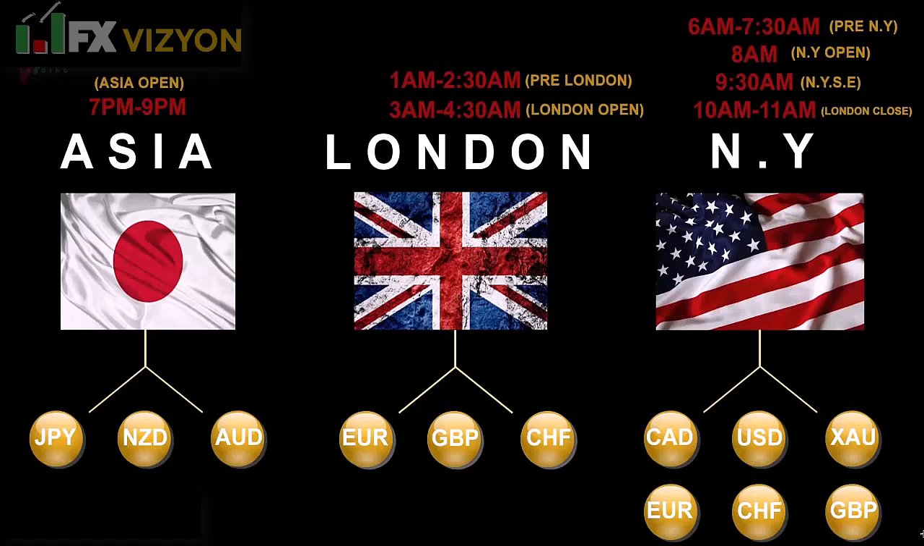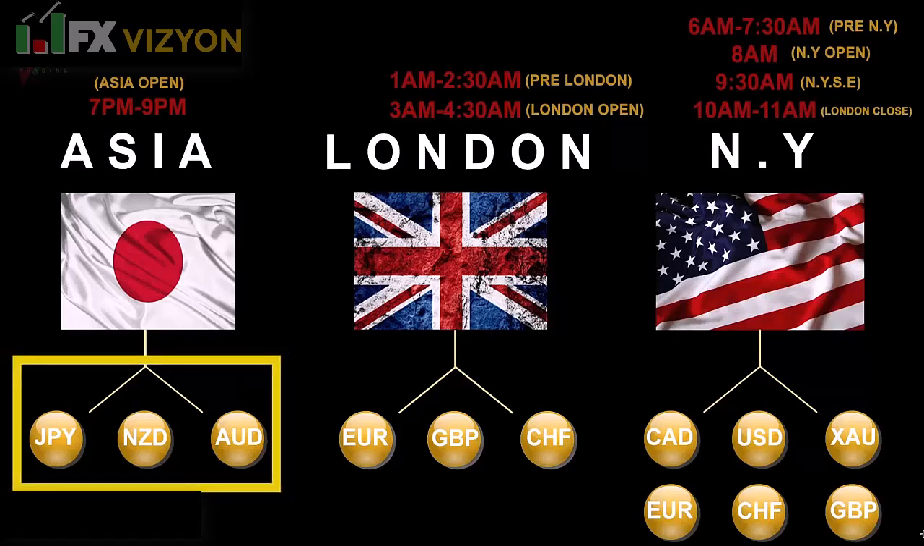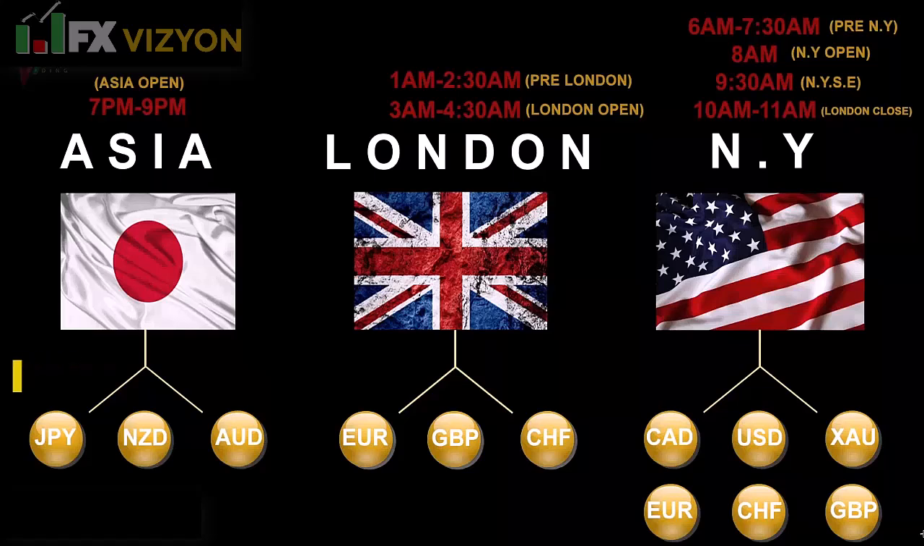So Asia opens at 7 p.m. And what you'll notice is that during the opening hours between 7 p.m. through 9 p.m., based on research that I've done, that is the best time to trade the Asia session. The best currencies to trade during that session would be currencies that are frequently traded in that region, which would be the Japanese yen, the New Zealand dollar, and also the Australian dollar.